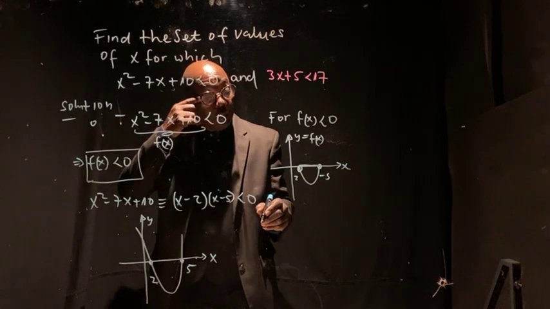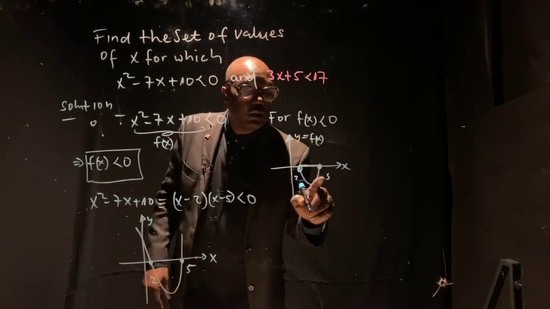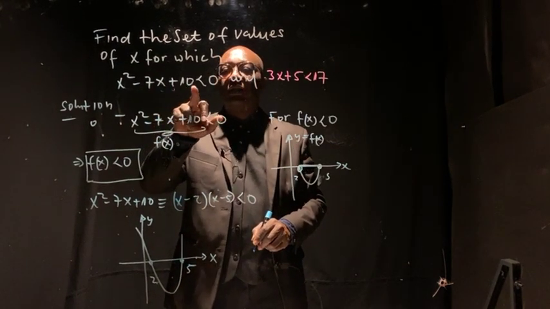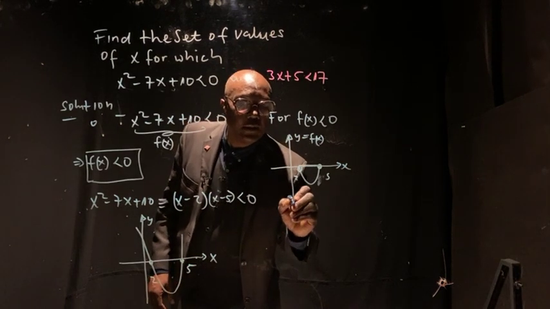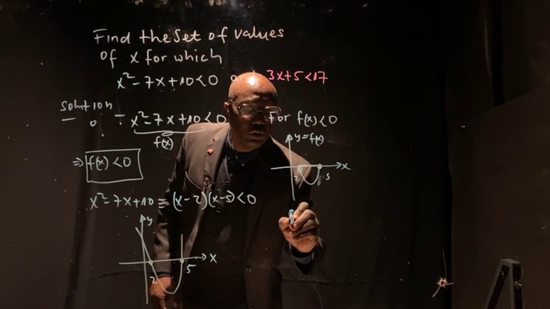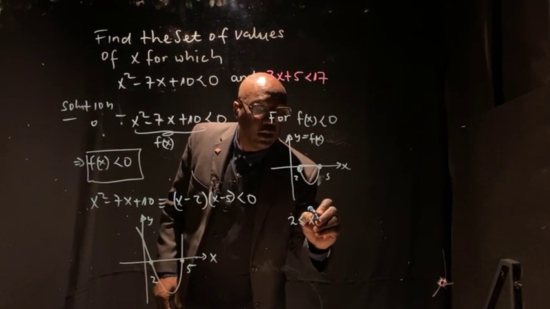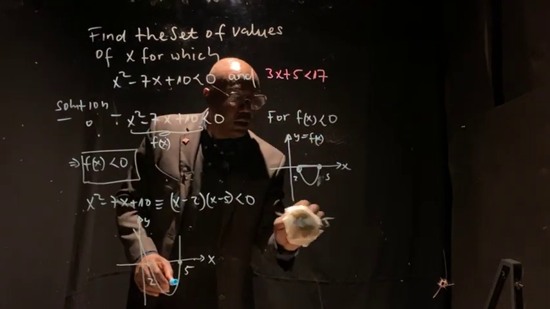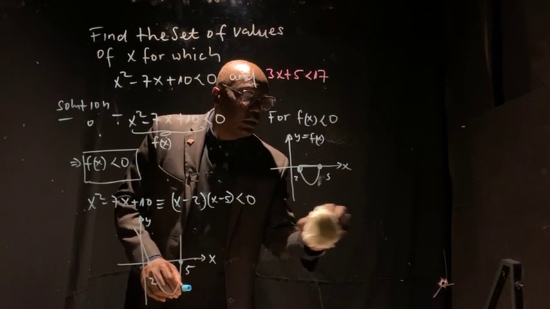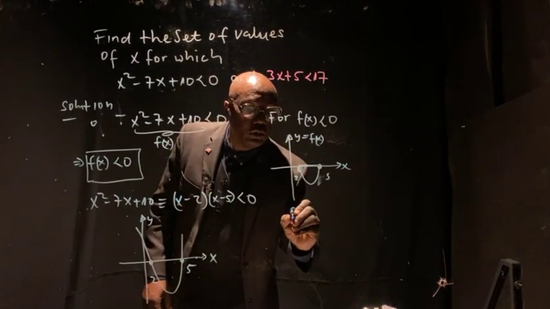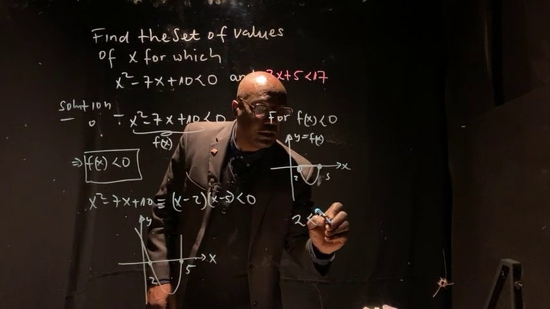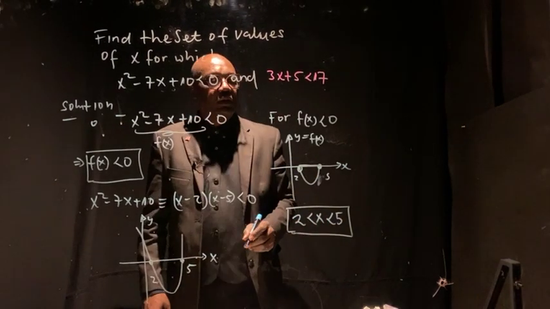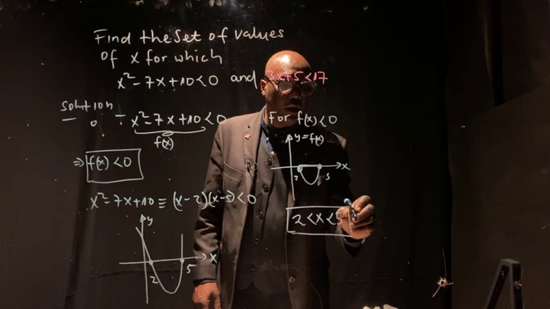Sorry, this is 5. So this inequality, s squared minus 7s plus 10 is less than 0, gives 2 less than x less than 5, which is the appropriate inequality. I'll call this one equation alpha.